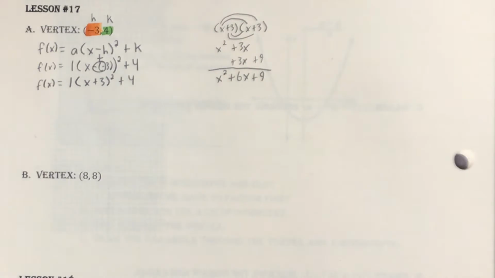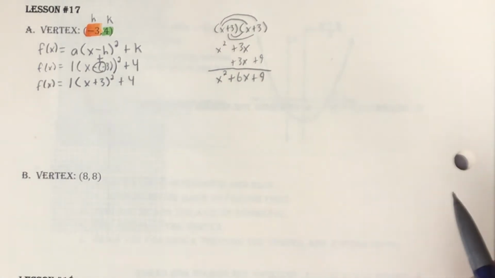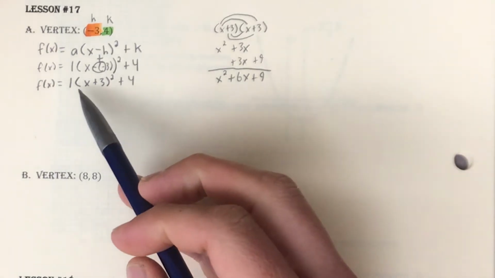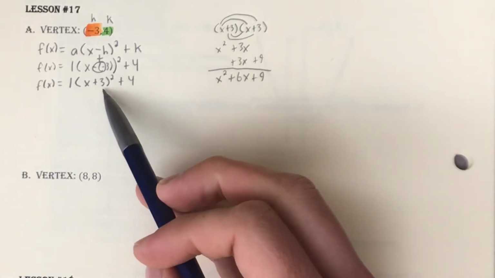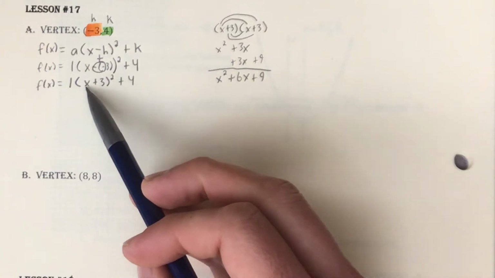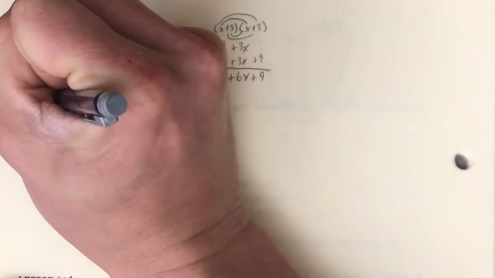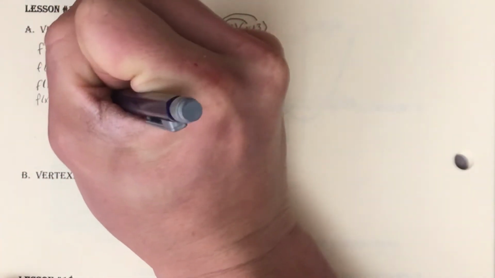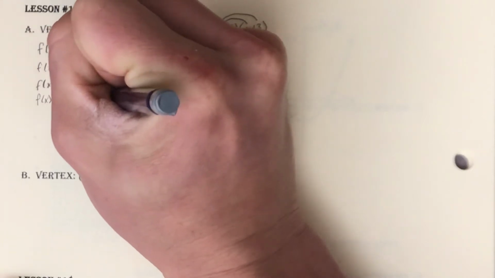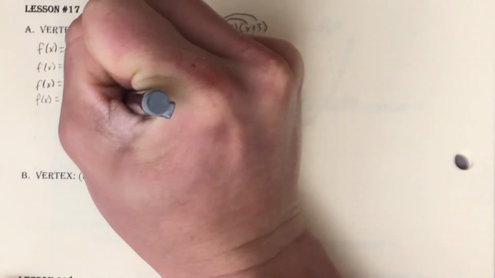Now again, if you remembered that trick that we had, all we simply had to do was multiply the first term times itself, the last term times itself, and then the middle two terms and double it. So if you remembered that, that's fine, but you can still get there using FOIL. So now I'm going to input that information in here. So f of x equals 1 times x squared plus 6x plus 9, and then that's all added with 4.